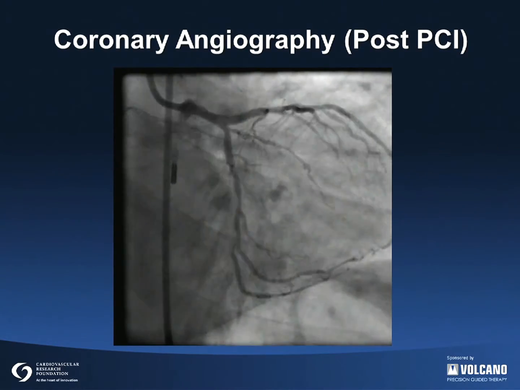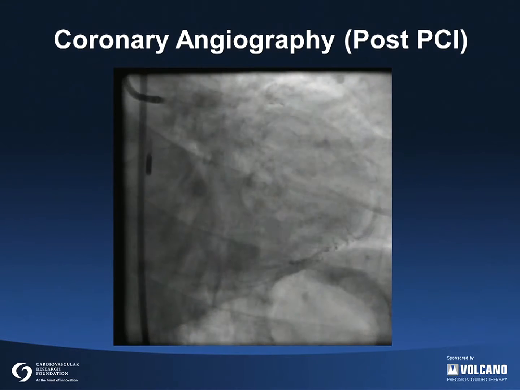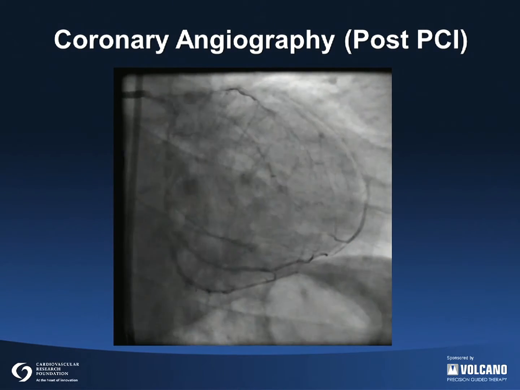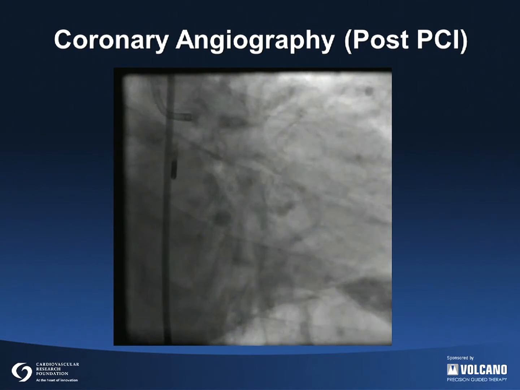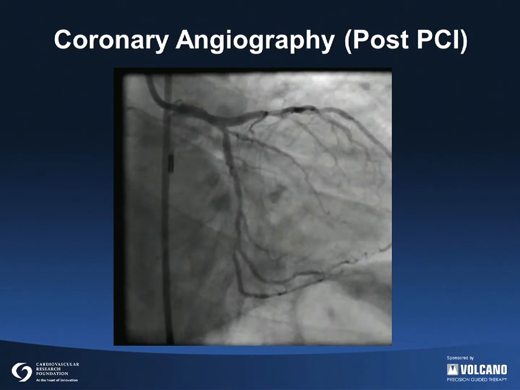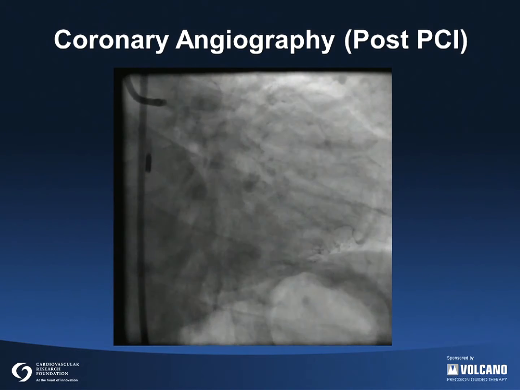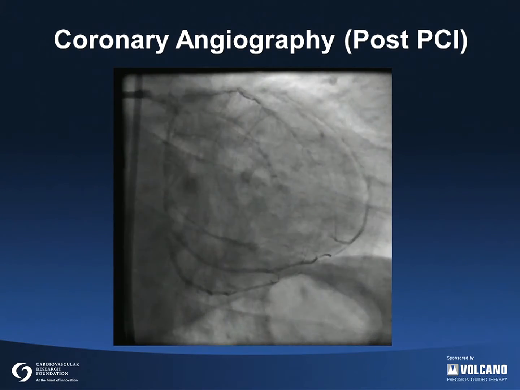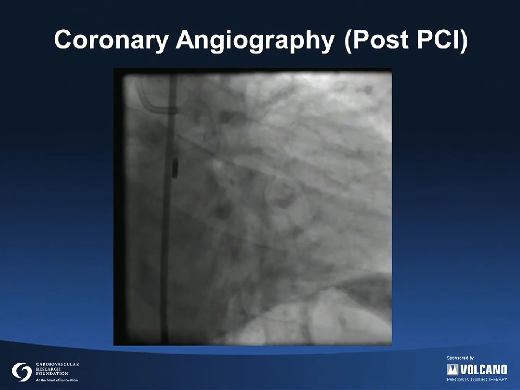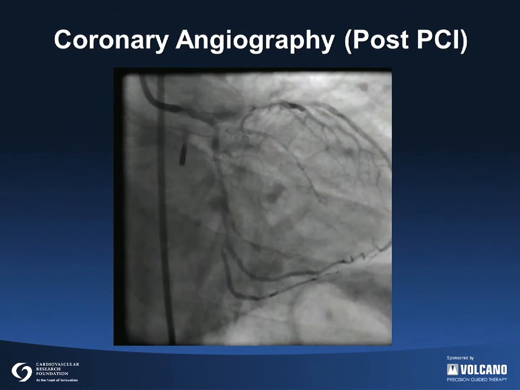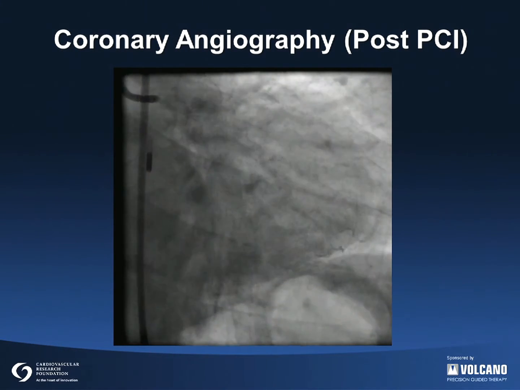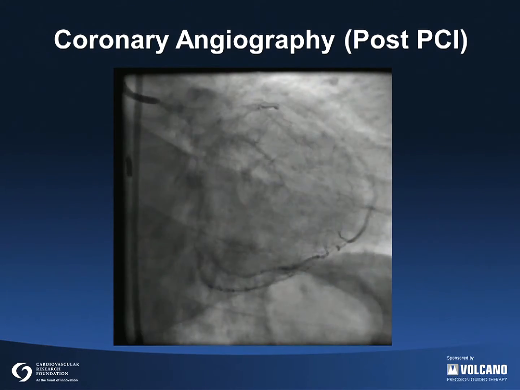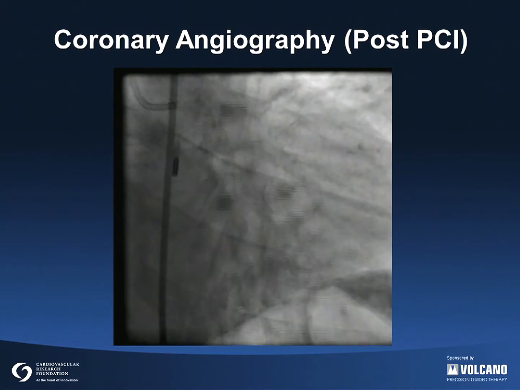This is the final coronary angiogram after 2 stents were implanted into the LAD and into the left circumflex, extending into the left main. The stent from the proximal LAD to the distal left main was 3.5 millimeters in diameter and 12 millimeters in length. The stent in the proximal left circumflex was 2.75 millimeters in diameter and 15 millimeters in length.